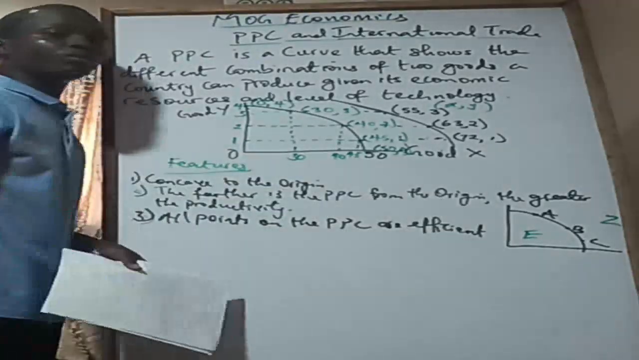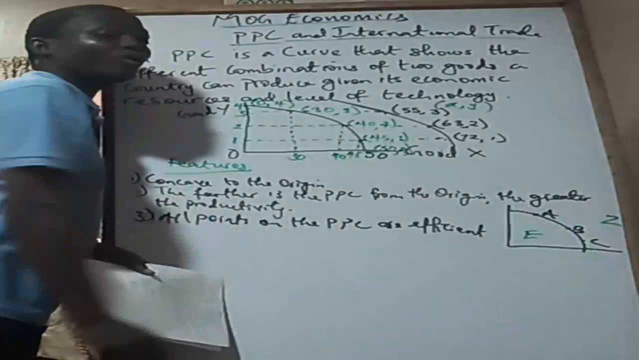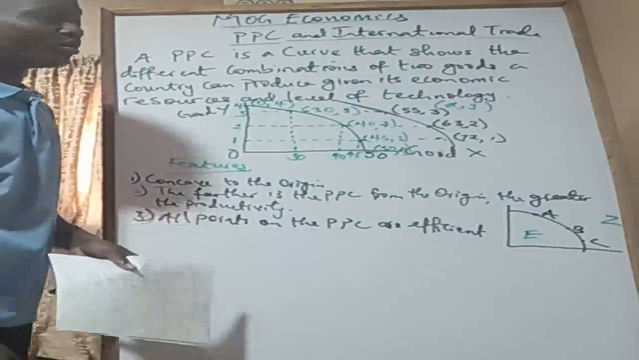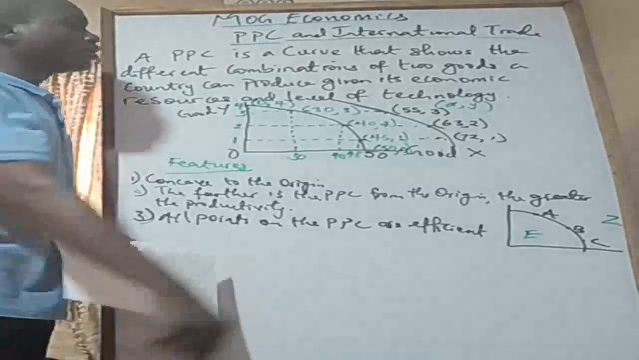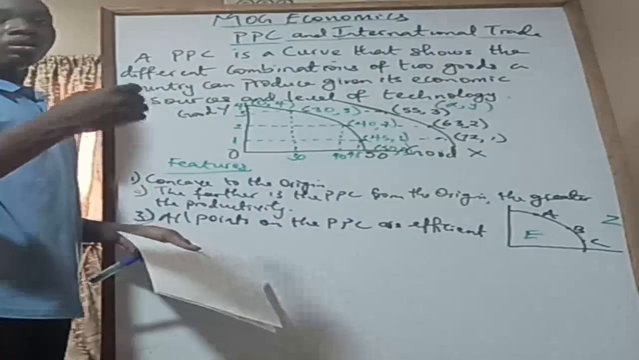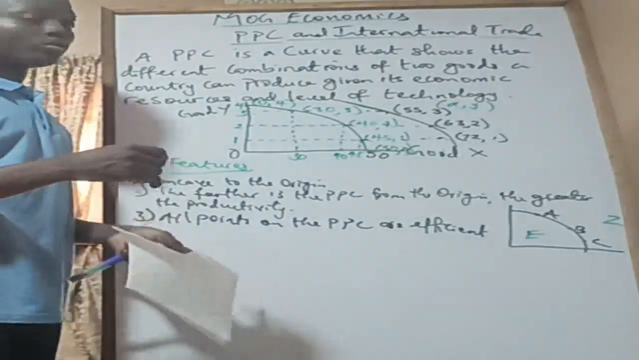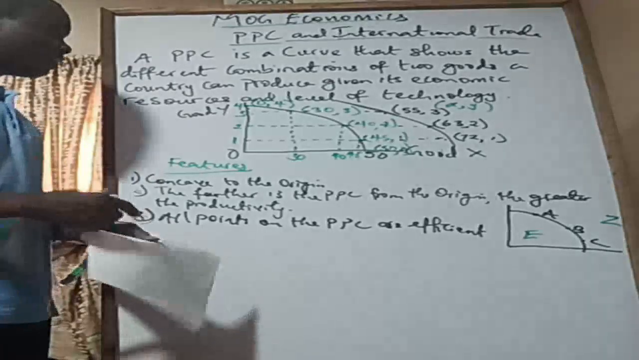Point E is attainable but not efficient. Point Z is unattainable, right? Though desirable, unattainable and not efficient. So points A, B, C, they are all efficient and feasible. Do you understand? So that settles that.